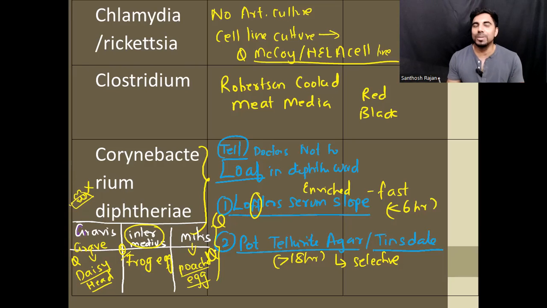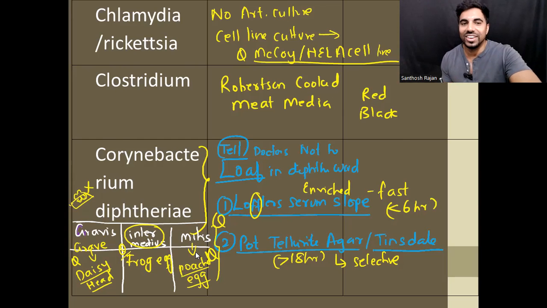So it's very, very simple. You will never make a mistake in Corynebacterium diphtheriae. Gravis is the most dangerous type. Intermediate is frog head or frog egg colony, doesn't matter, frog egg colony. And mitis is poached egg colony. Finished. Corynebacterium diphtheriae is done now. We are good in that.